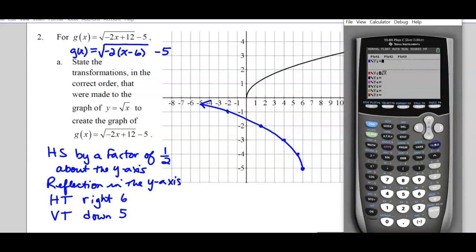That's right. Because we know what the function is, right? It's not like the transformation of some other random graph. We know it's the square root of negative 2x plus 12, minus 5. Oh, I put negative 5 on the inside. That's a grade 10 error.